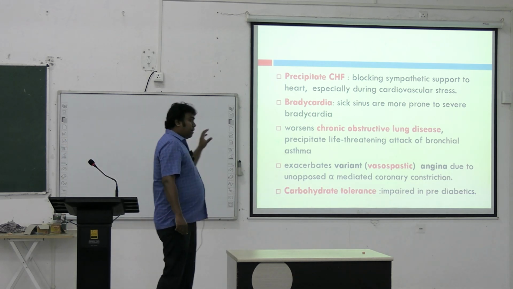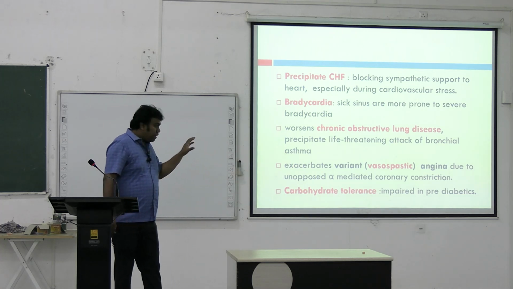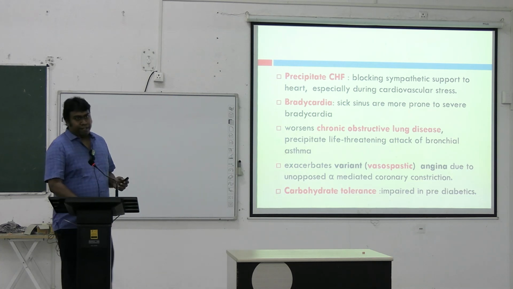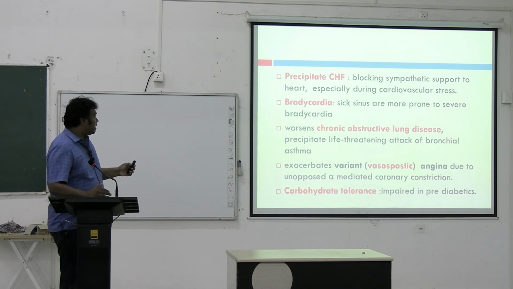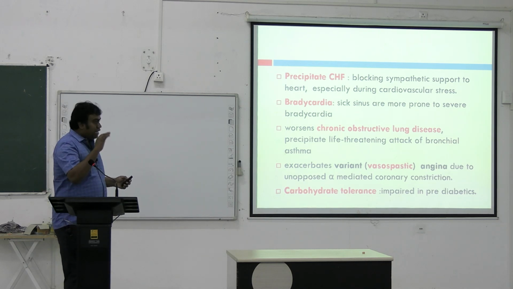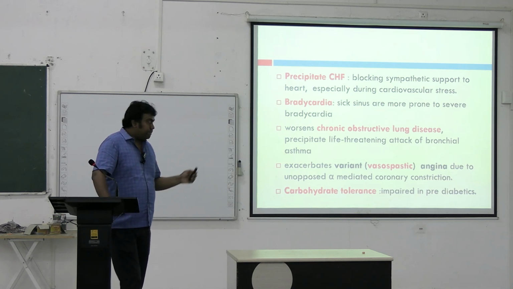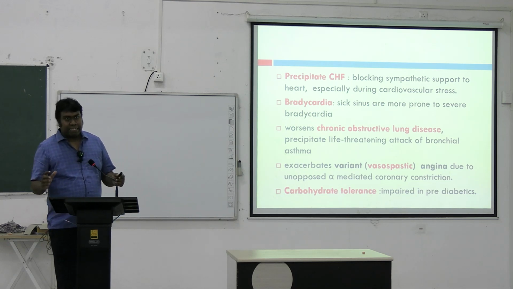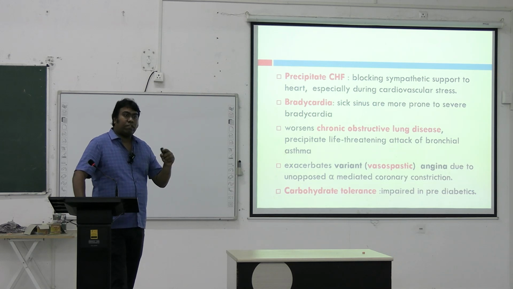Then precipitation or exaggeration of diabetes mellitus by reducing carbohydrate tolerance. So: precipitation of heart failure, precipitation of bradycardia, then respiratory distress in COPD patients. In case of vasospastic angina, a beta blocker can worsen this angina. Then where will beta blockers be used?